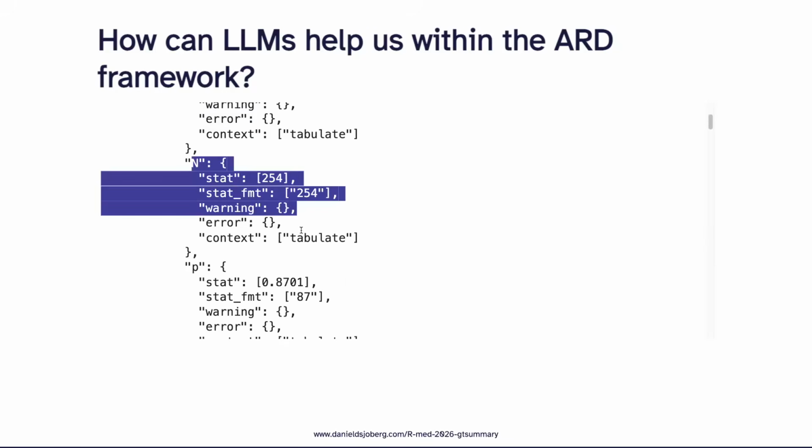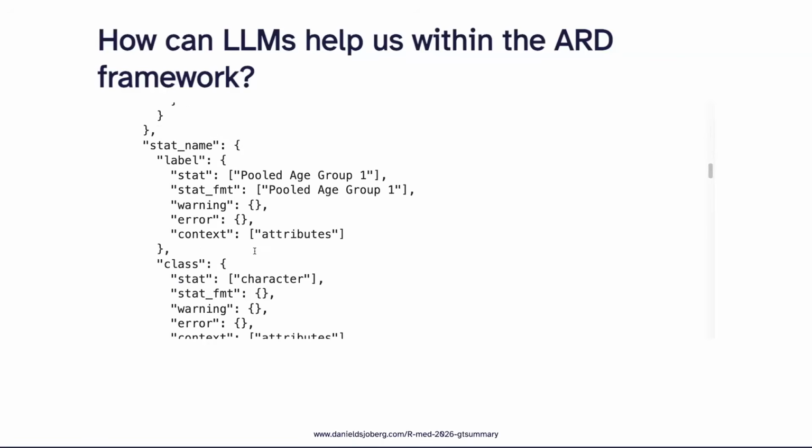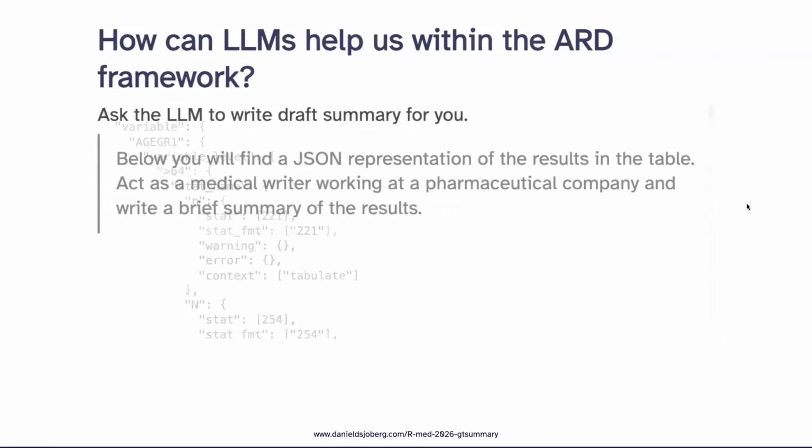I have the big N with the exact same thing. I have my proportion here, which the raw variable is 0.8701. My formatted version is just 87, as a character, and on and on and on. All right, so that's what the JSON representation looks like.